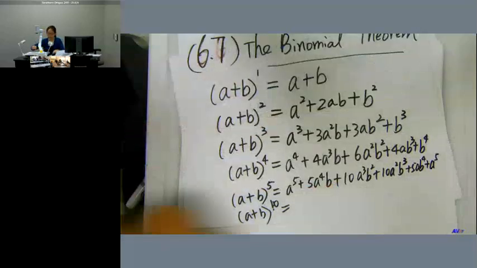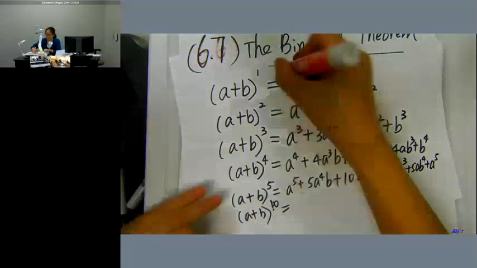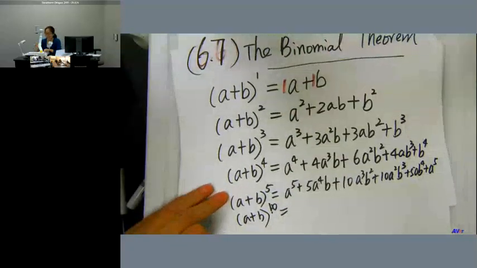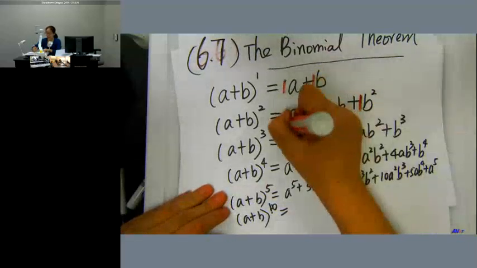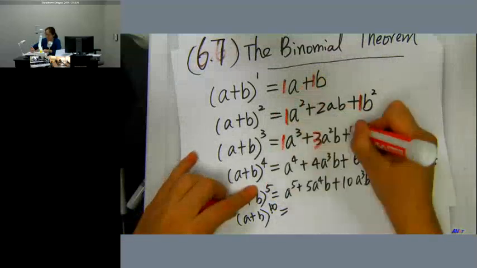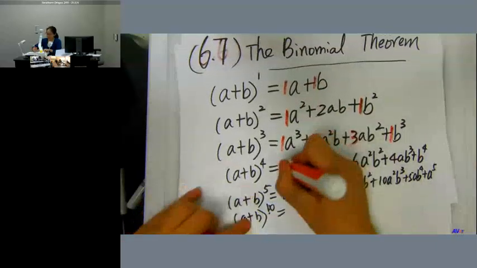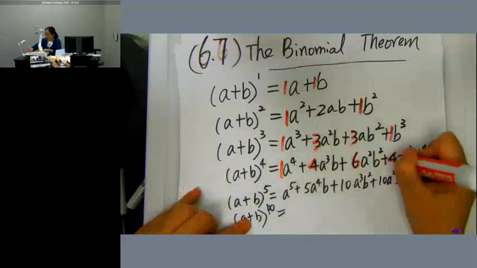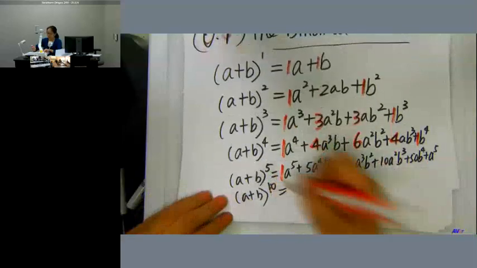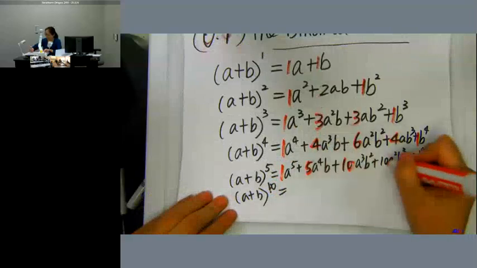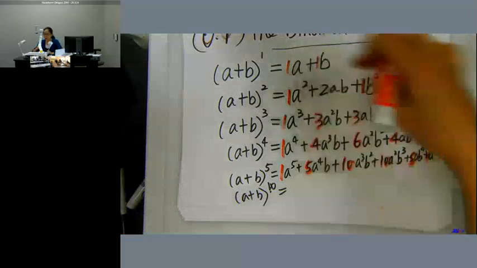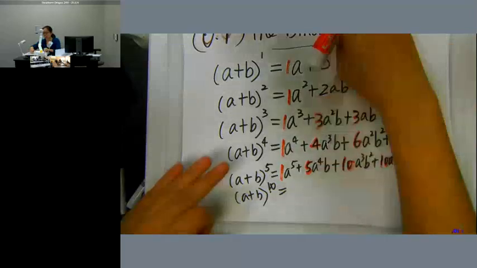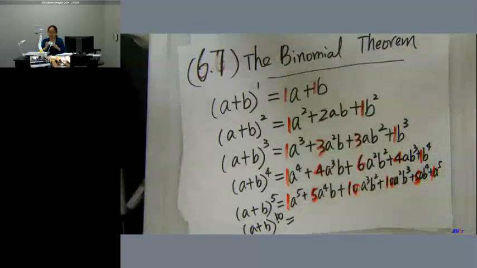Okay, so look at the numbers in front of them. The first one is 1, 1, right? The second one is 1, 2, 1. The third one is 1, 3, 3, 1. The fourth one is 1, 4, 6, 4, 1. And the next one, the fifth power, is 1, 5, 10, 10, 5, 1. Those numbers will form a perfect triangle, which is called a Pascal triangle. So this might give you an even quicker way to do this.